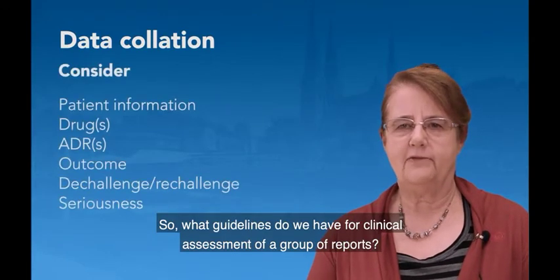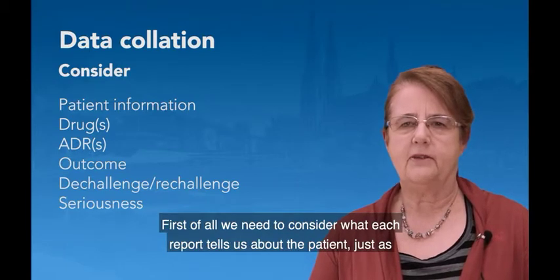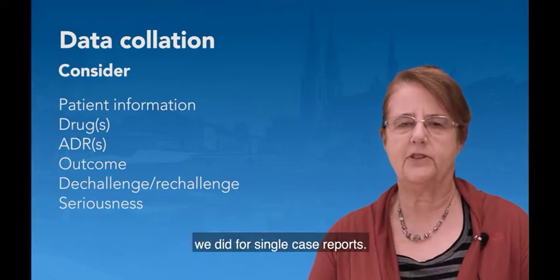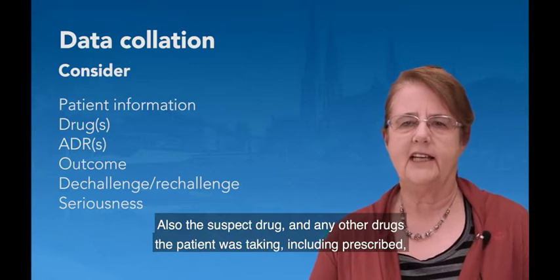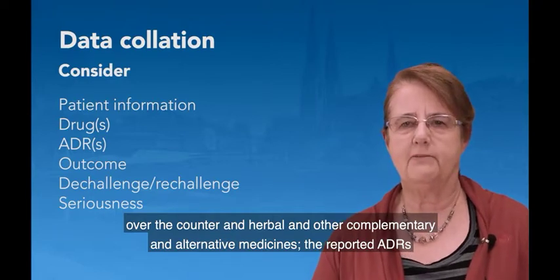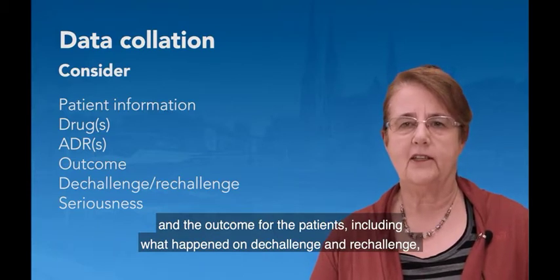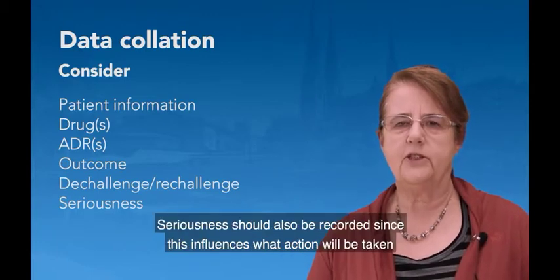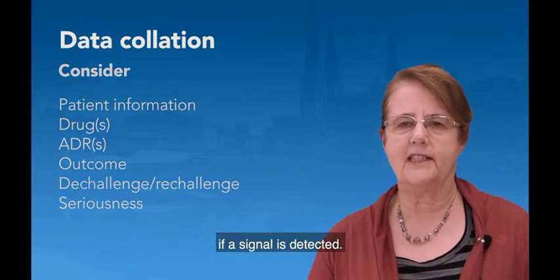So what guidelines do we have for clinical assessment of a group of reports? First of all, we need to consider what each report tells us about the patient, just as we did for single case reports. Also the suspect drug, and any other drugs the patient was taking, including prescribed, over-the-counter, and herbal and other complementary and alternative medicines. The reported adverse reactions and the outcome for the patients, including what happened on de-challenge and re-challenge, if reported. Seriousness should also be recorded, since this influences what action will be taken if a signal is detected.